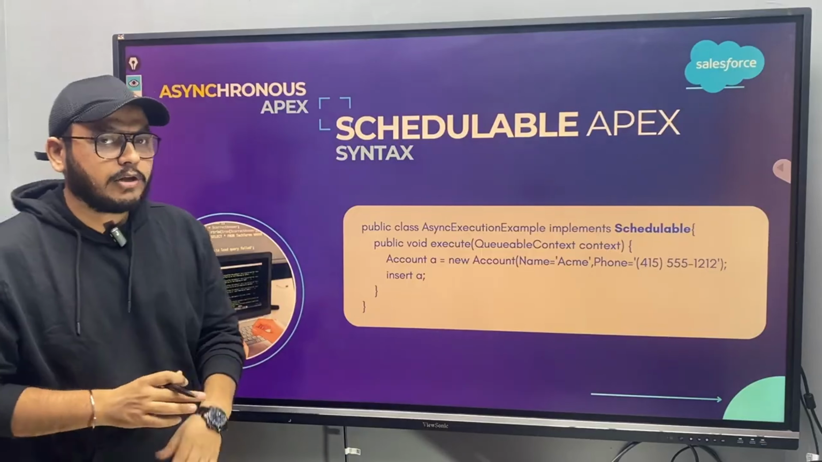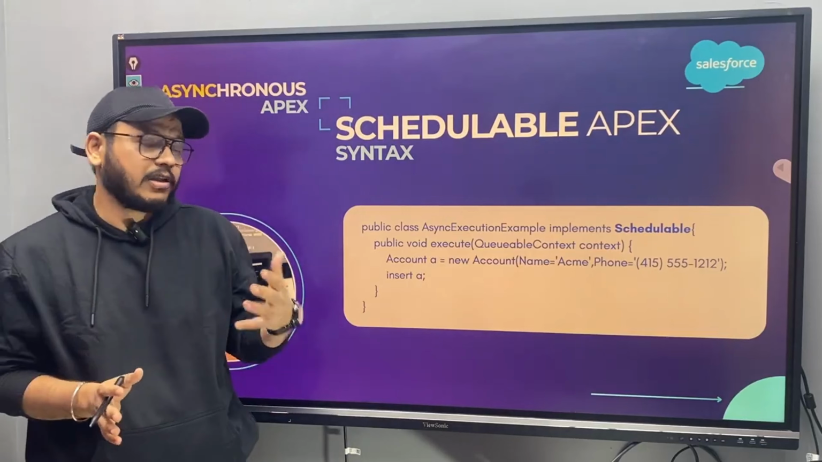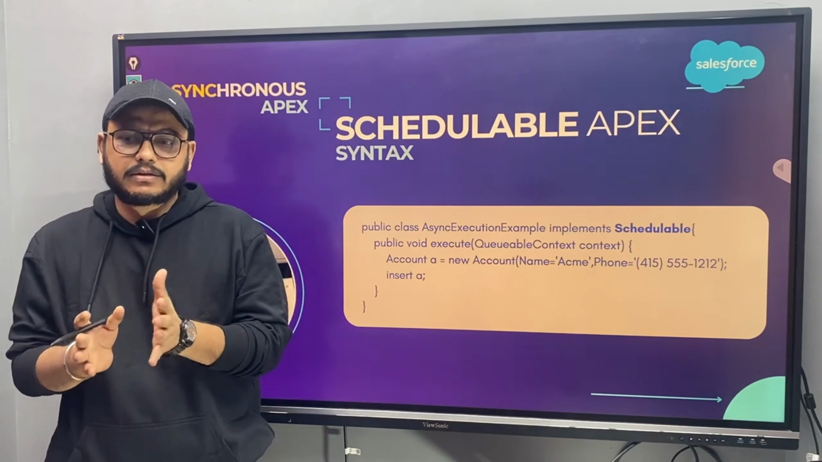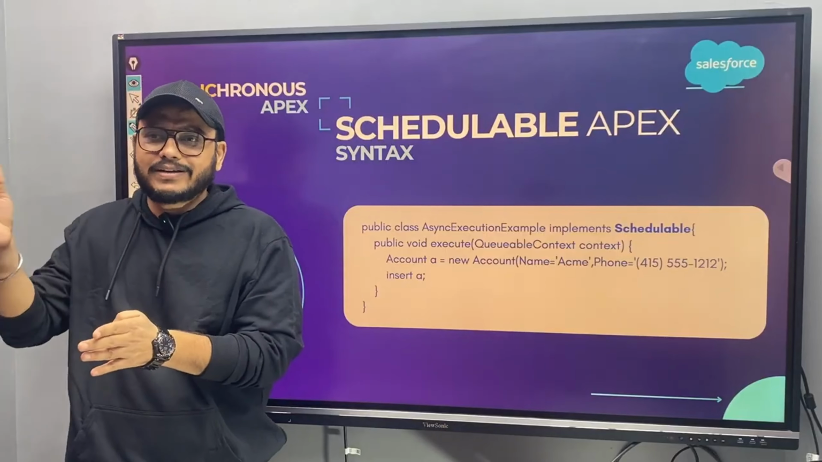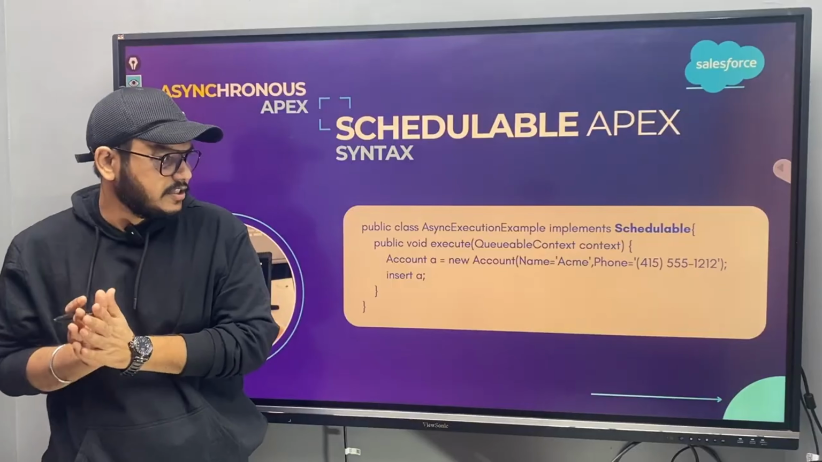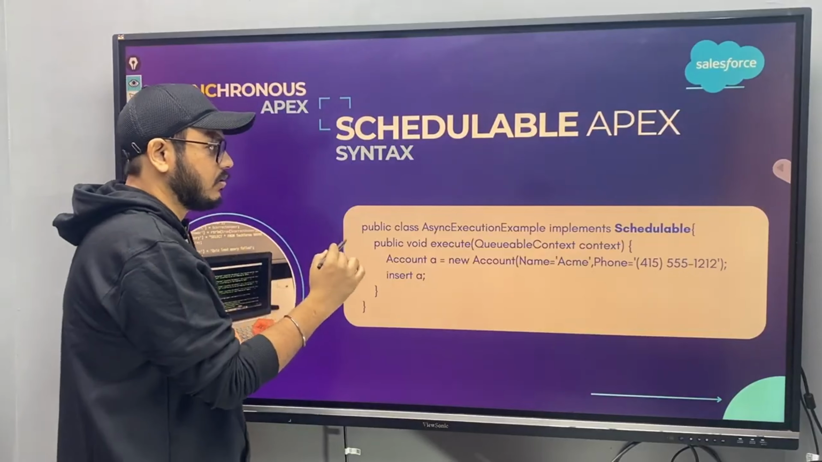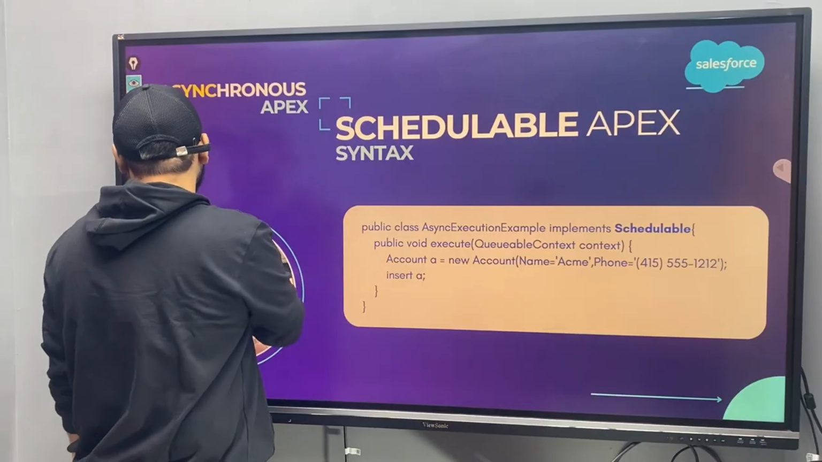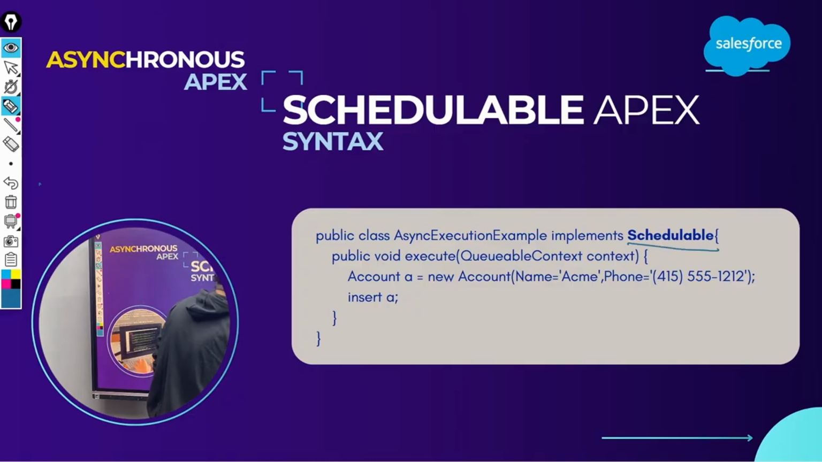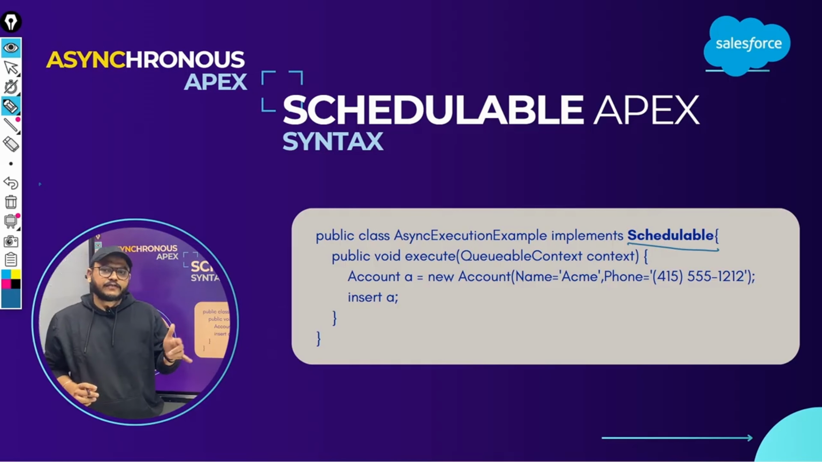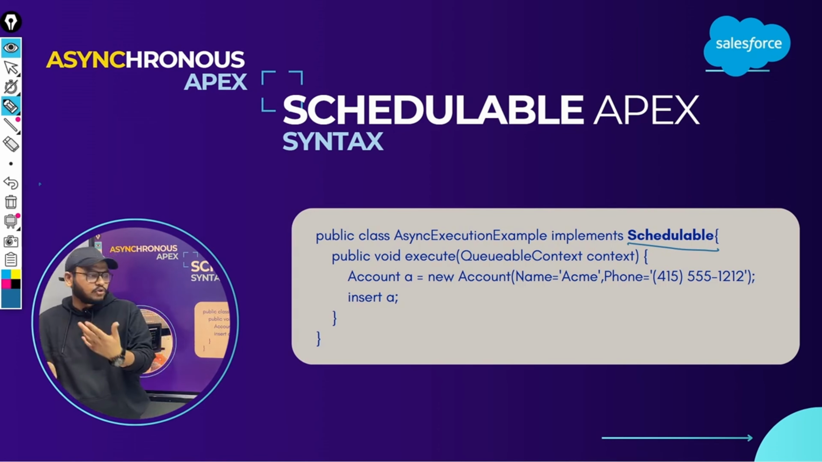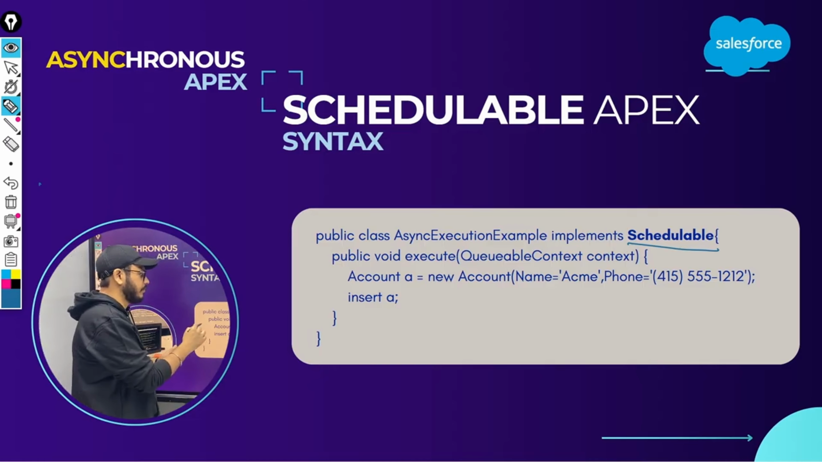Here is the syntax for Schedulable Apex. As I said, this is again very similar. The best way to understand this is to compare this syntax with the Queueable Apex syntax. The class structure remains pretty much the same, except it uses a slightly different interface, the Schedulable interface. The Queueable interface allowed you to enqueue the job into the job queue. The Schedulable interface gives the class the ability to be scheduled. The rest remains the same.